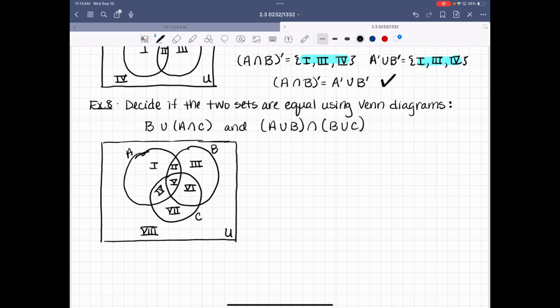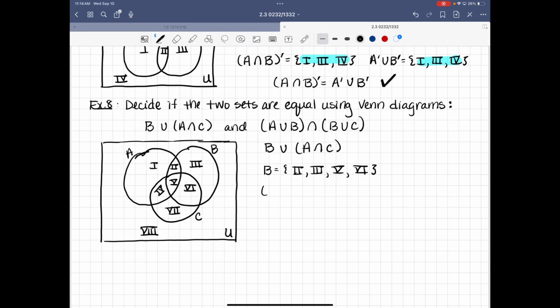Okay, so the first thing that we're going to look at is the first one, B union A intersection C. So what's B? We can sum that up pretty easy. What's B? 2, 3, 5, and 6. 2, 3, 5, 6. Okay?